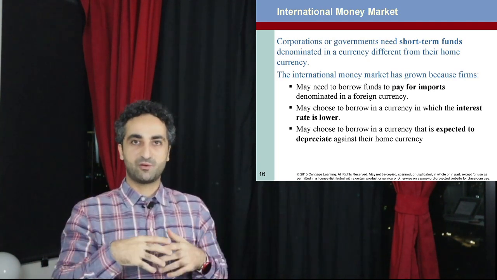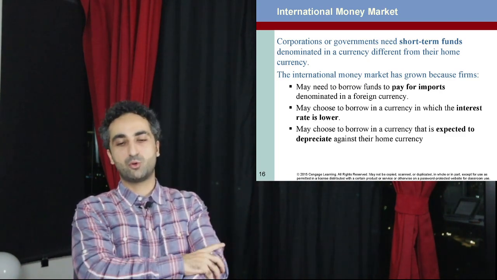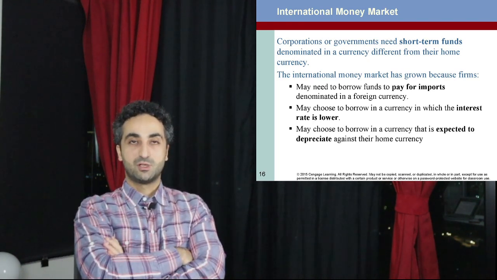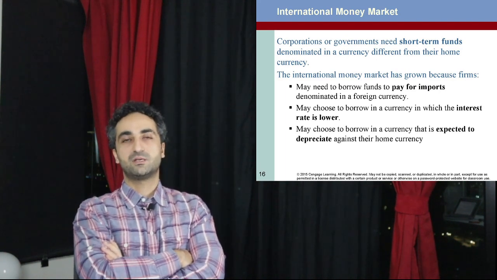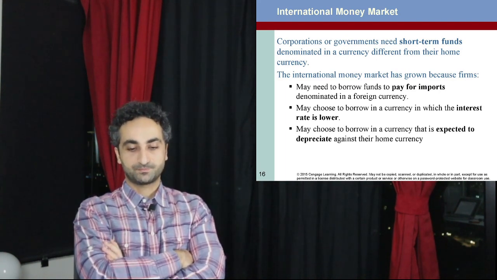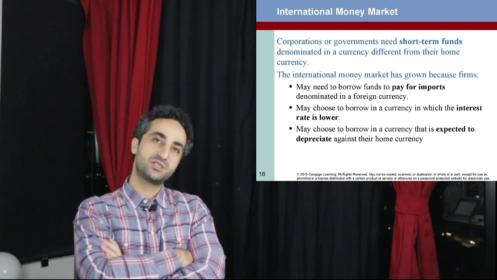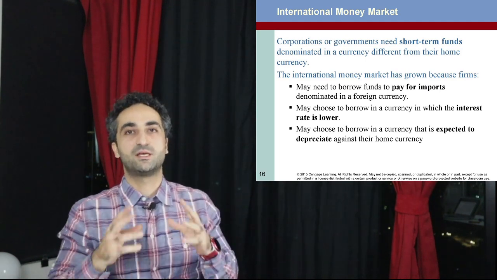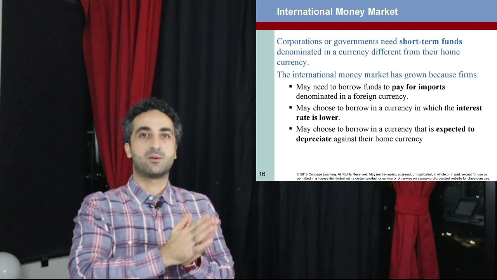Why? Because of higher profits. How do they expand the business? How do they buy raw materials? They simply borrow. They may choose to borrow in a currency in which the interest rate is lower. Where do they usually borrow? Of course, they try to find a low interest rate so they don't pay a lot of extra money. And they may choose to borrow in a currency that's expected to depreciate against their own currency. We discussed that in the previous class. I need to borrow money, okay? Shall I borrow from Thailand or Singapore?